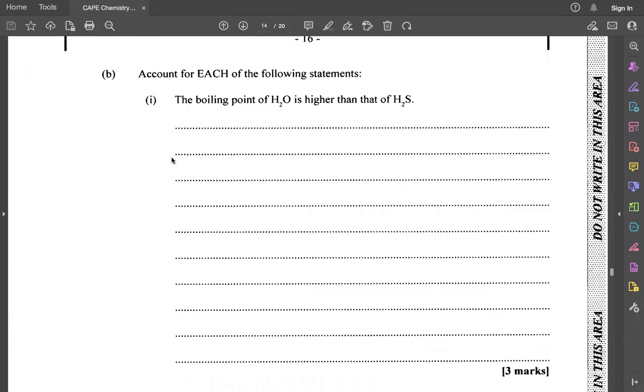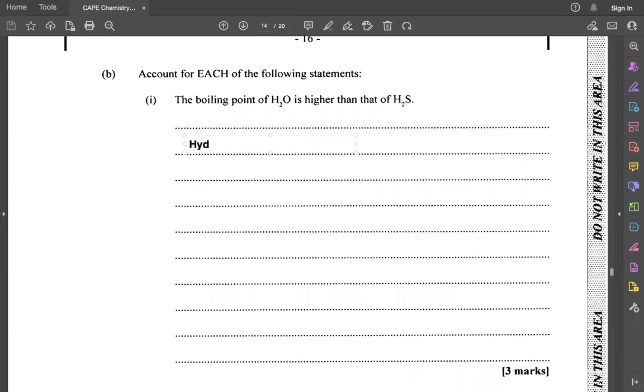So part B is saying that we are supposed to account for each of the following statements. The first one is that the boiling point of H2O is higher than that of H2S. So they're saying that we should account for that. Why is it that the boiling point of H2O, water, is higher than that of H2S? And really, what this comes down to is the fact that there's hydrogen bonding present in water.